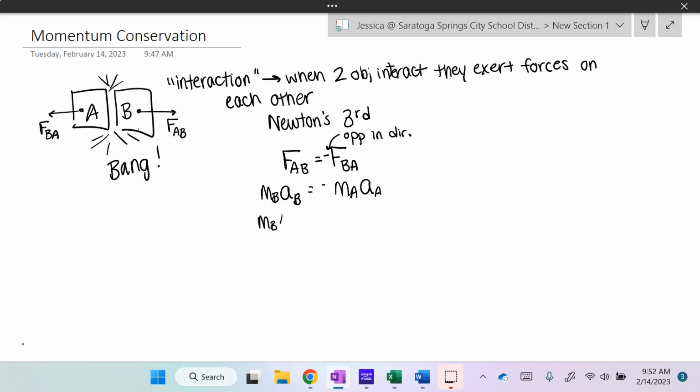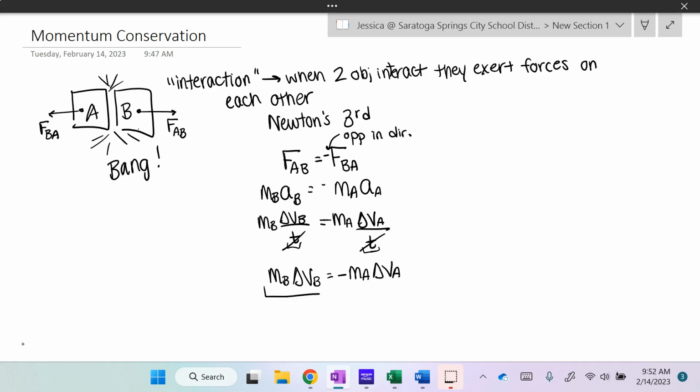Right? We know that any acceleration is a change in velocity over time. Right, so this is really negative mA, change in vA over t. Now, this collision happens in the same amount of time for both objects. It's not like one is colliding for longer. So these two t's here are actually the same, and therefore I can cancel. So then that gets me to mB, change in vB, is equal to negative mA, change in vA.